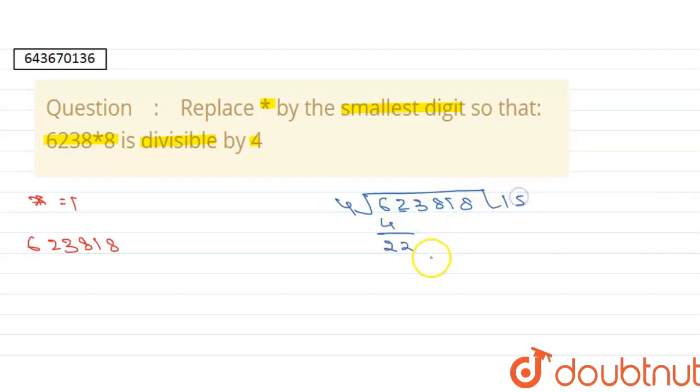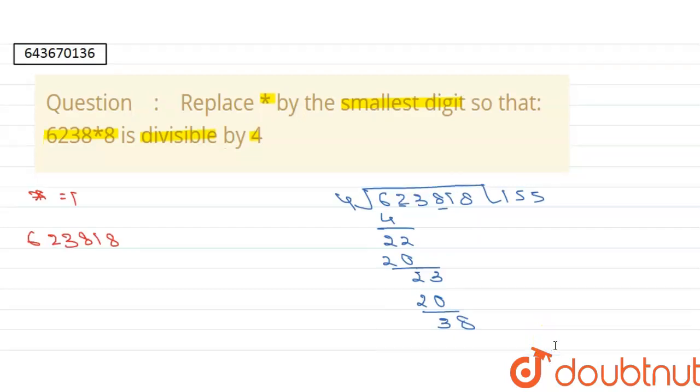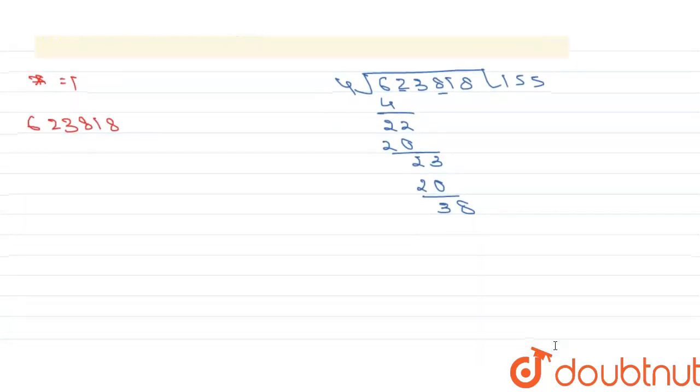4 into 5 is 20. Again the remainder comes 2. This 3 will come here. 4 into 5 is 20. The remainder comes 3. This 8 will come here. 4 into 9 is 36. The remainder comes 2.